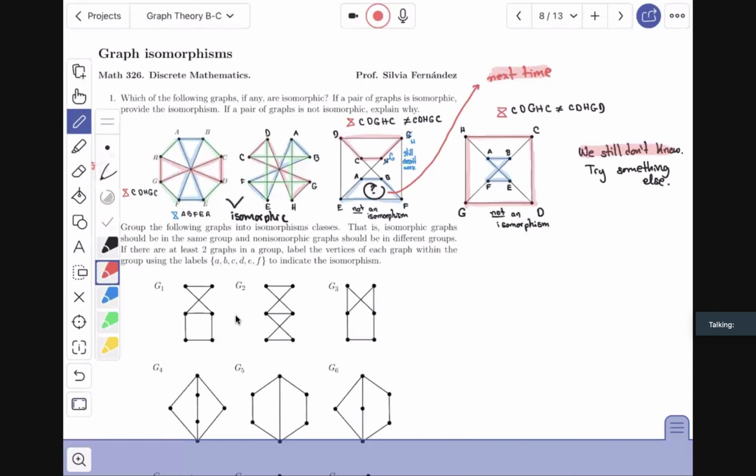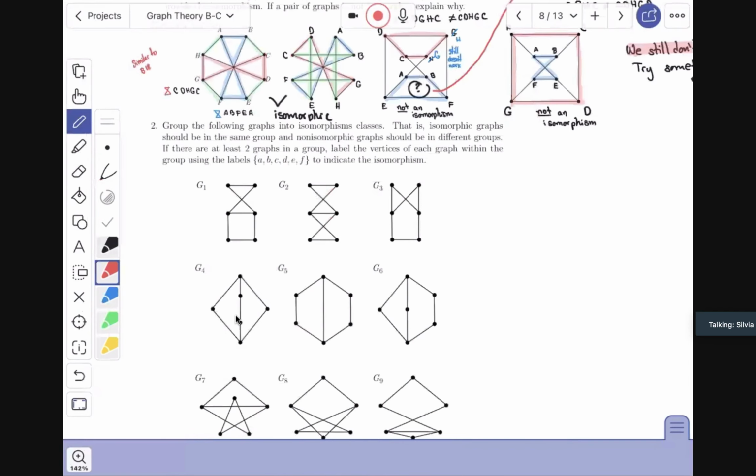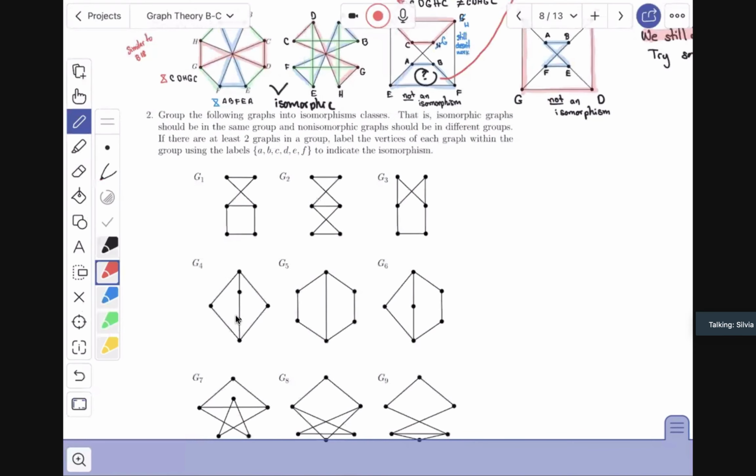Okay. So, the other one that you can try, and we'll finish it next time, but try it on your own. This is one of the problems that we had, B10 or B19, where you want to classify them into isomorphism classes, meaning all of these are isomorphic, and all of these are isomorphic, and all of these are isomorphic. There are 3 classes. Okay?